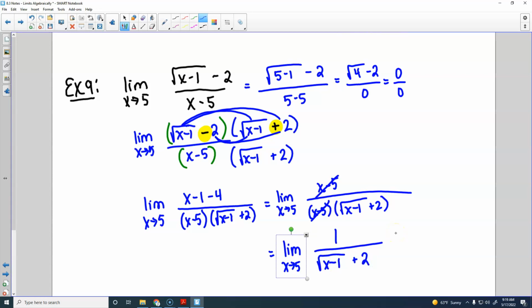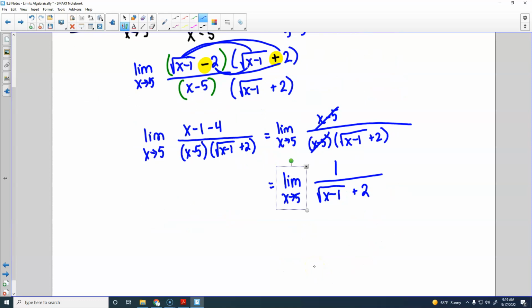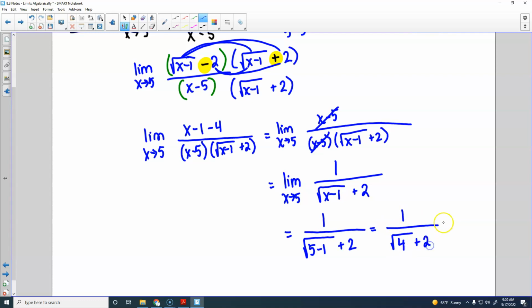So we're left with 1 over square root of x minus 1 plus 2. Typically at this point it's okay to plug numbers in. So we're going to have the, oh wait, I'm plugging numbers in, so I'm not going to use limit notation. I'm going to do 1 over square root of 5 minus 1 plus 2. So that's square root of 4 plus 2, which is going to give us 1/4.